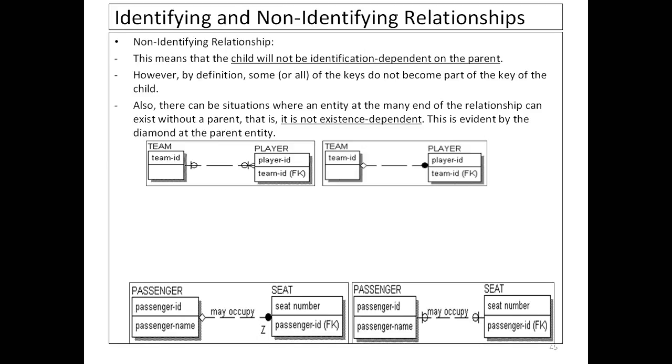Non-identifying relationship means that the child will not be identification dependent on the parent. However, by definition, some or all of the keys do not become part of the key of the child. Also, there can be situations where an entity at the many end, that is towards the child end of the relationship, can exist without a parent. That is, it is not existence dependent. This is evident by the diamond at the parent end.